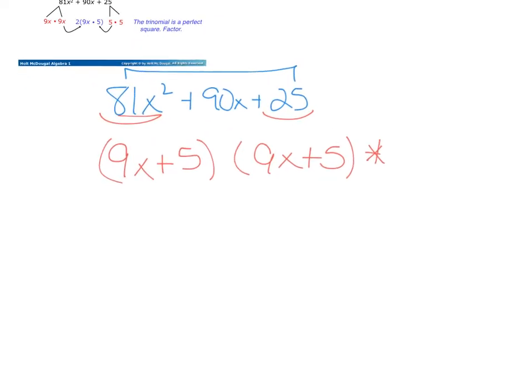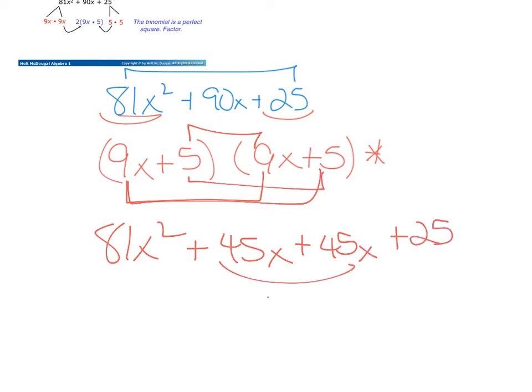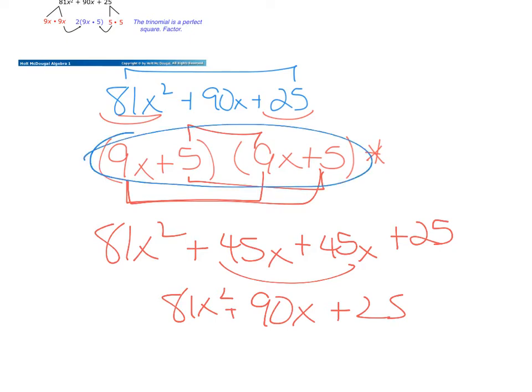Okay, so here I'm going to FOIL and get 81x squared. This gives me 45x. The inner gives me 45x. And the last gives me 25. When I add the middle, it did FOIL back. So this is a perfect square trinomial. And the factored answer is 9x plus 5. You can also write it as 9x plus 5 squared.